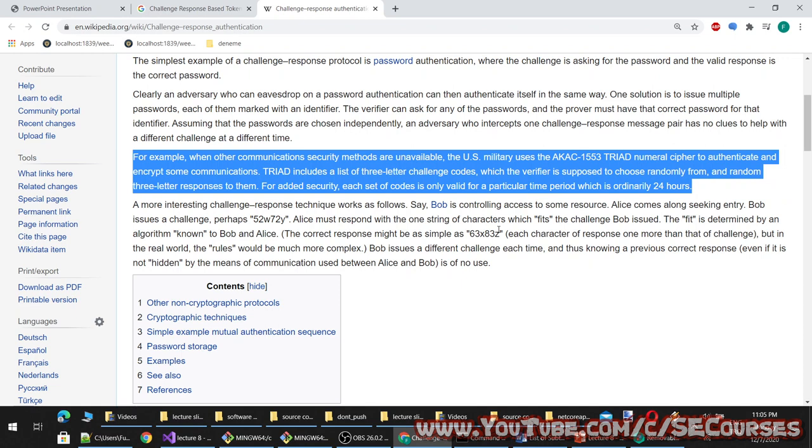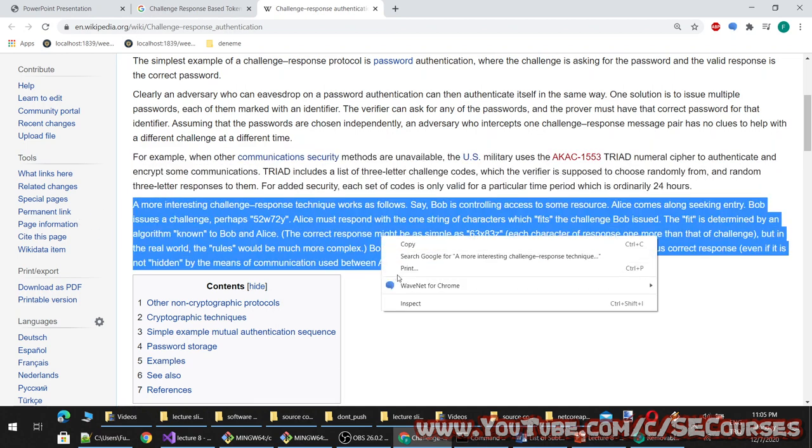For example, when other communications security methods are unavailable, the US military uses the AKAC-1553 triad numeral cipher to authenticate and encrypt some communications. Triad includes a list of three-letter challenge codes, which the verifier is supposed to choose randomly from, and random three-letter responses to them. For added security, each set of codes is only valid for a particular time period, which is ordinarily 24 hours.